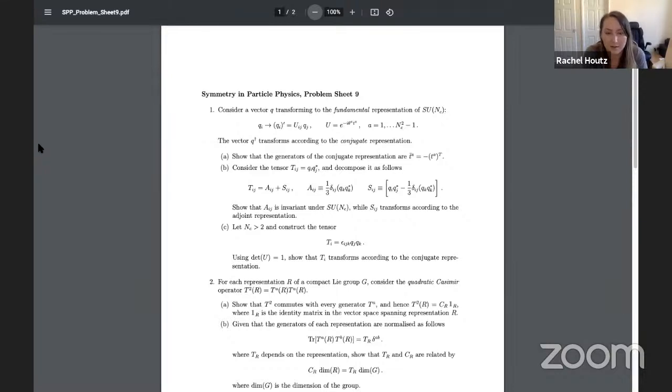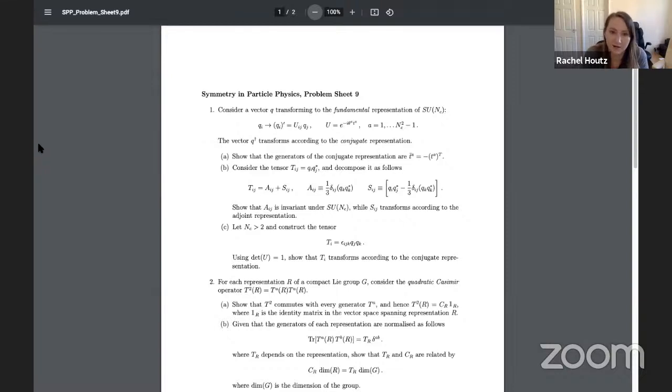Problem 1 says that you consider a vector Q that transforms as if it's in the fundamental representation of SU(N). And then she reminds you what that transformation looks like. Q goes to Q prime, where Q prime is the result of operating a U matrix on the original Q, where U is defined as the exponential of minus i times a parameter times a generator. And as is typical of SU(N), there are N squared minus 1 generators.